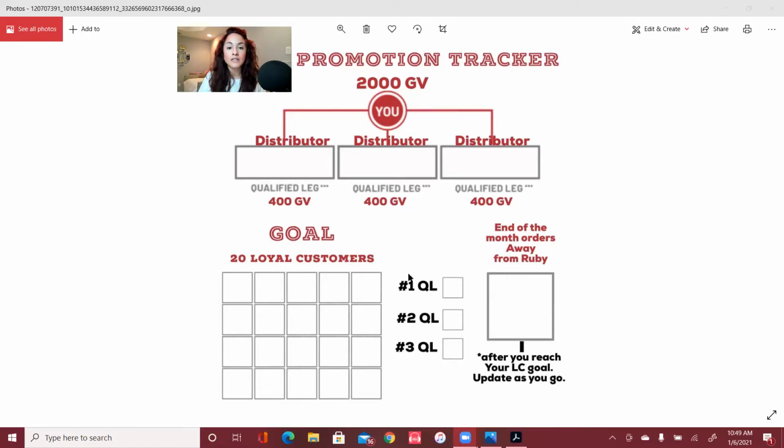But this is also in the team page as well. So you can keep track of your own accomplishments, saying, I got my loyals. I'm slowly racking up the loyals. I got my qualified leg. Qualified leg, remember, means 400. So you can put in your distributors here, and then as they hit 400, you can check them off right there. And then you can have your own little tracker saying orders away from Ruby after you reach your loyal goal. This would be like, I need 200 volume left, or I need 100 volume left to hit Ruby. And then that is how you go Ruby.